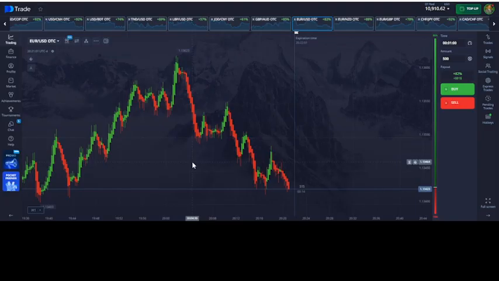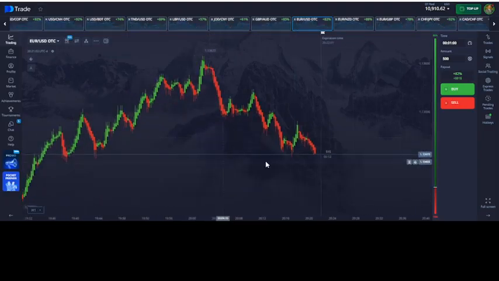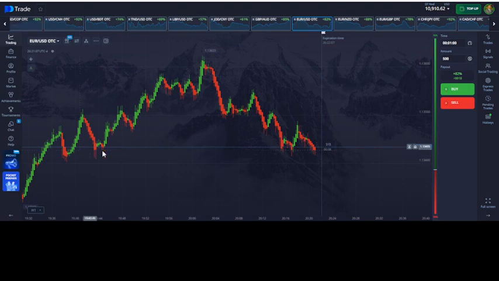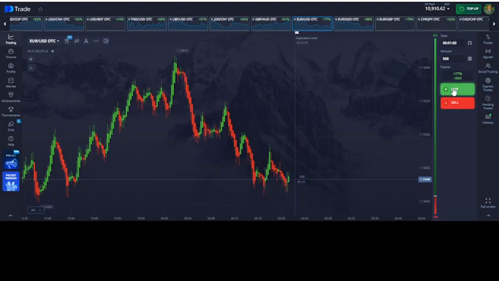Okay, so what we're seeing currently is we're on the Euro USD OTC pair, and there's a level of support at this level. If you notice, this price hit several times, but it's not pushing below this level. So I'm going to wait for a green candle. Okay, so I just took a buy trade at this level because I'm anticipating a reversal.